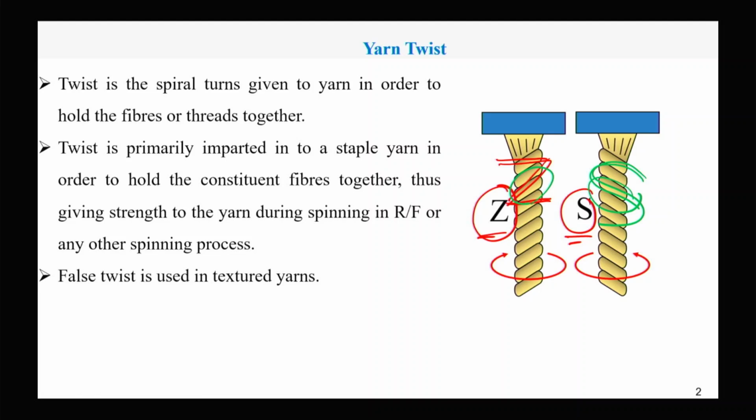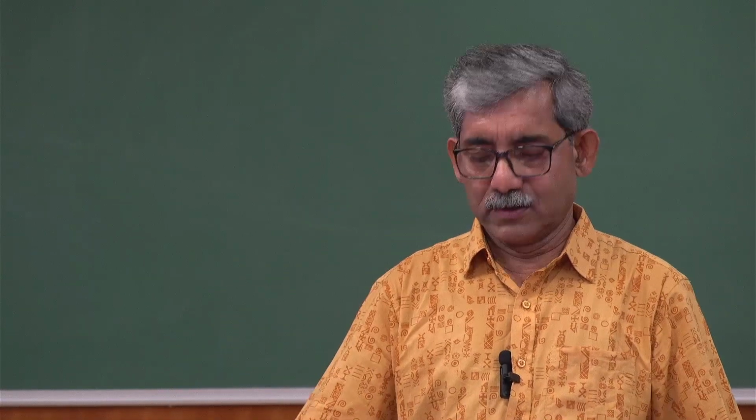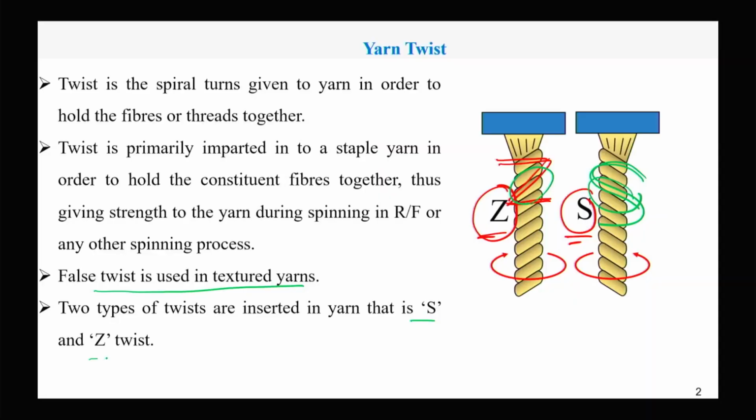As I have mentioned, false twist is used in the texture yarn. There are other places we will discuss where false twist is imparted, like in roving production, at the flare top portion the false twist is imparted. So S twist and Z twist we have discussed.